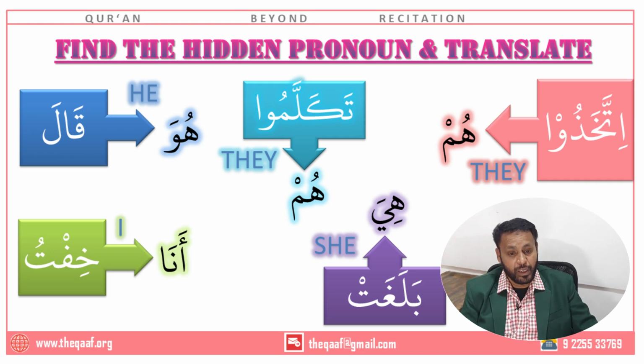Balagat. Ending in ta. That's a female. Nasarat. So that is female third person singular, which means hiya. Hiya means she. This is how we start decoding the inside pronouns.